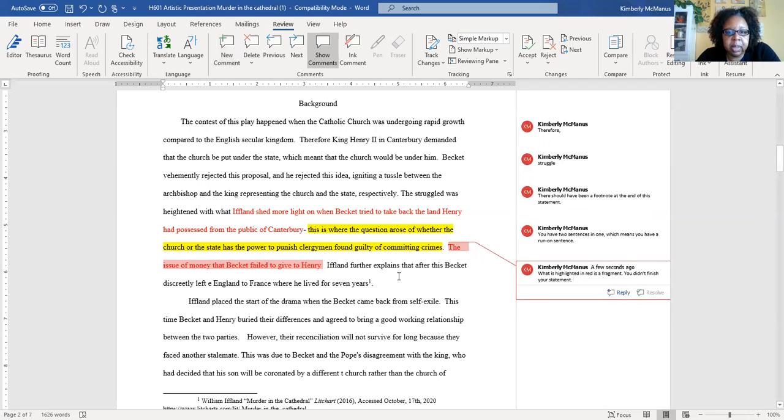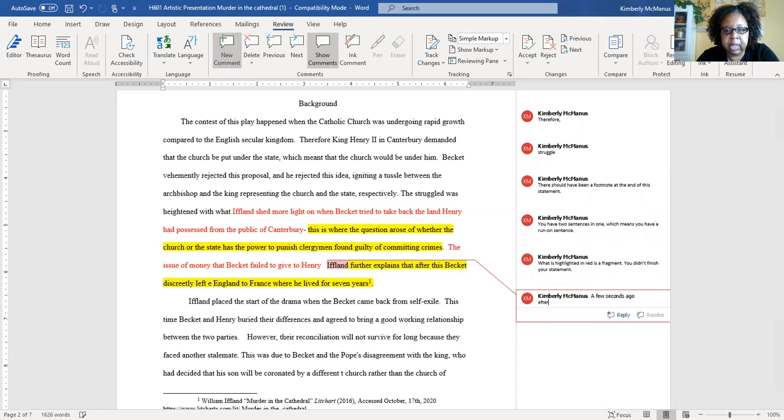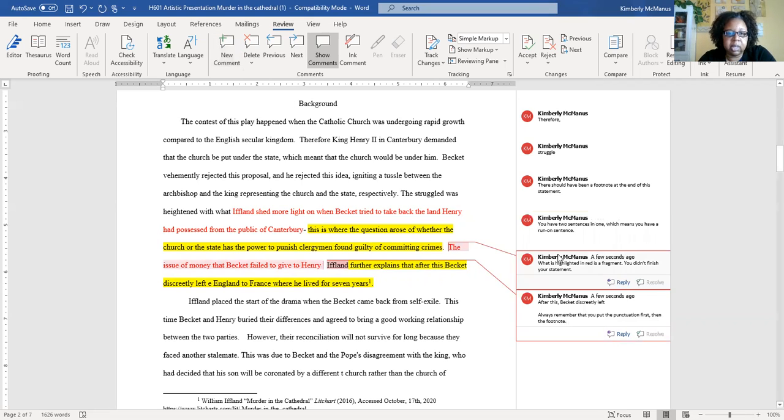Then you go, Iffland further explains that after this, Becket discreetly left England to France where he lived for 7 years. Again, you didn't do this right, okay? So I'm gonna put this in yellow. After this, Becket discreetly, I don't know why you have an E sitting there, okay? And where you put the footnote is incorrect. Always remember that you put the punctuation first, then the footnote, okay? That's how you do it. Years, period, then footnote.